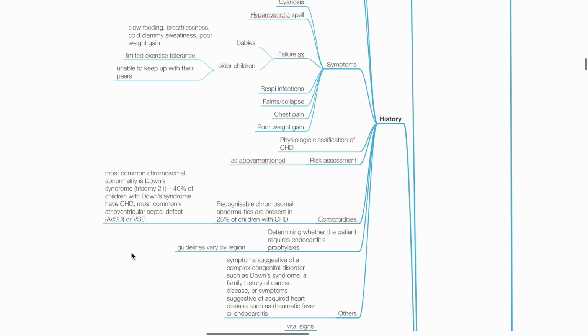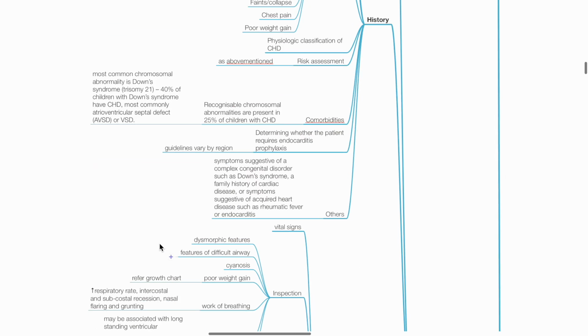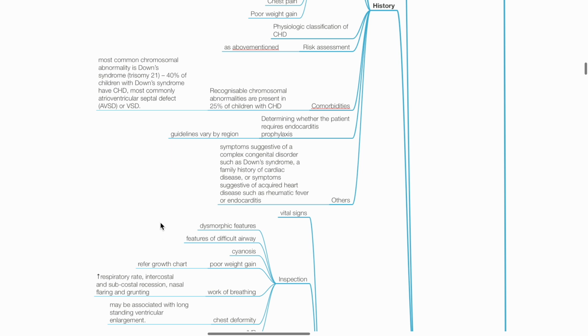Identify the physiological classification of CHD and perform risk assessment as above. Assess for comorbidities, chromosomal abnormalities associated with CHD. Determine whether the child requires endocarditis prophylaxis and other aspects of history, such as symptoms suggestive of congenital disorder, family history of cardiac disease, symptoms suggestive of acquired heart disease such as infective endocarditis and rheumatic fever.